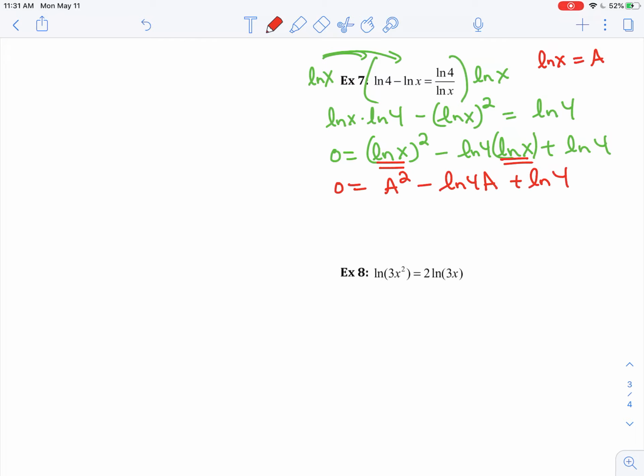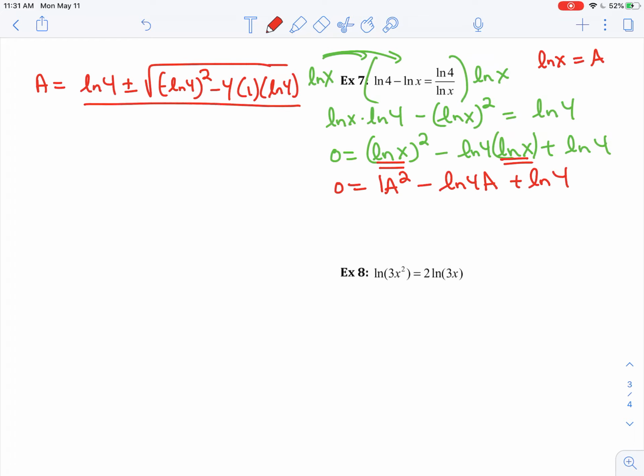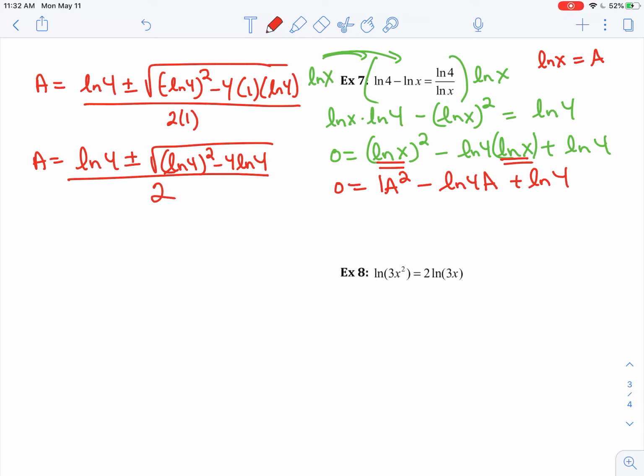And now here I have a quadratic, and I know factoring sometimes works. Quadratic formula will always work. So if I go to solve for a, I know that a would equal minus b, so that would be my positive natural log of 4, plus or minus the square root of b squared, so minus natural log of 4 quantity squared, minus 4, a is 1, the coefficient of our square term is 1, times our c, which is natural log of 4, all divided by 2 times a. So in this case, 2 times 1. And so we have a is equal to the natural log of 4 plus or minus the square root of the natural log of 4 quantity squared minus 4 natural log of 4, all divided by 2.